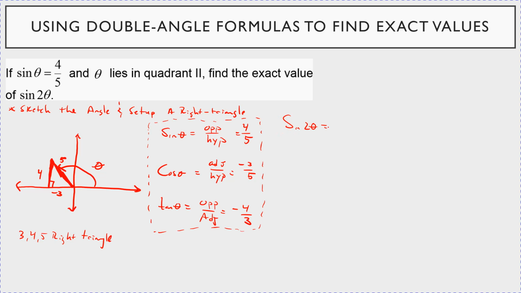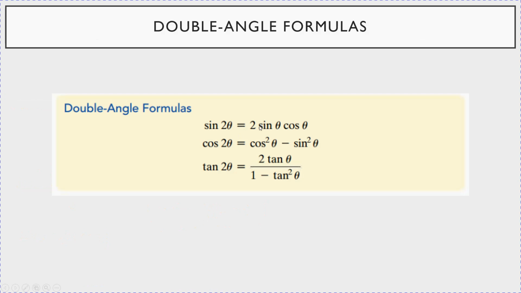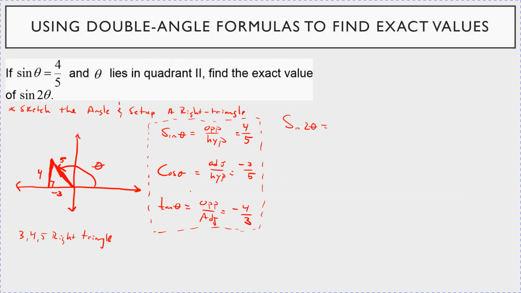Sine of 2 theta. Just go back to your formula. What is sine of 2 theta? It's 2 times sine of theta times cosine of theta. I don't know what sine of 2 theta is, but I know what sine of theta and cosine of theta are. So this is 2 times 4/5, and cosine of theta is minus 3/5. 2 times 4 is 8, times minus 3 is minus 24, and 5 times 5 gets me 25. So I've got it.